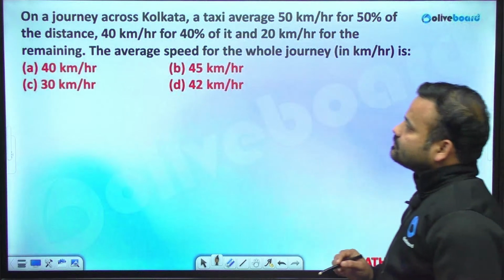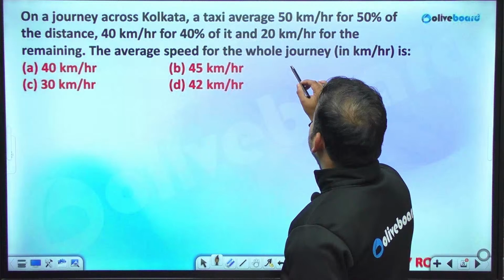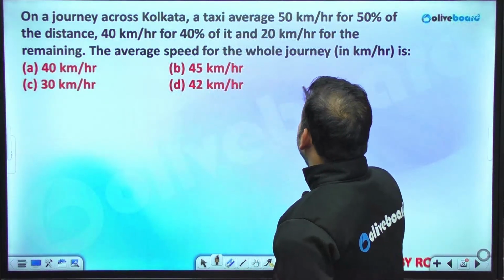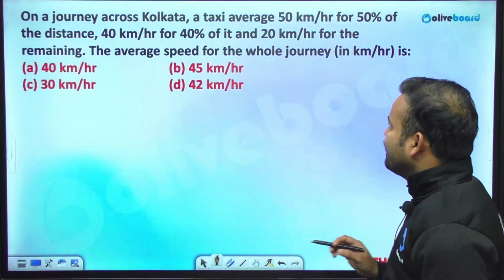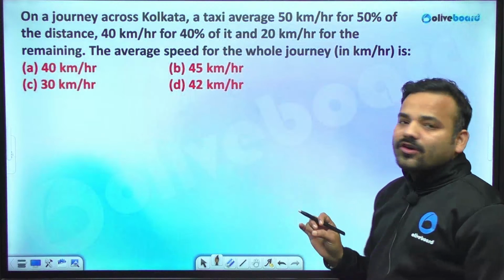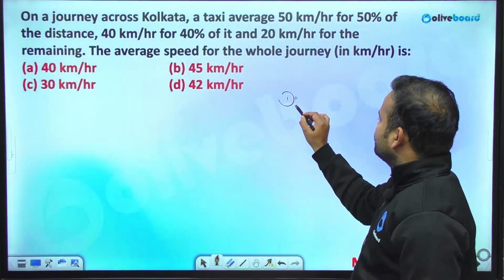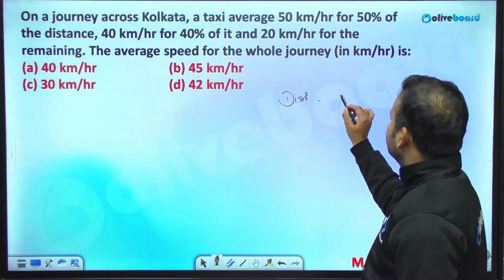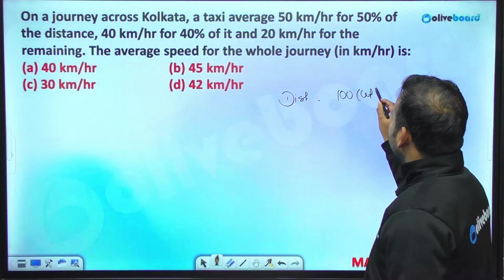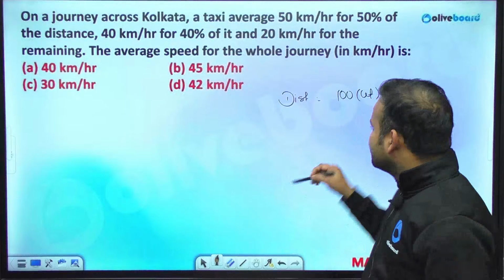Okay. On a journey across Kolkata, a taxi averages 50 km per hour for 50% of the distance, 40 km per hour for 40% of the journey, and 20 km per hour for the remaining. Find the average speed of the whole journey. In this scenario, the distance is not given. We need to consider the distance as x. But let's consider the distance as 100. Why am I considering it? Because I will be able to calculate 50% and 40% of this considered distance.